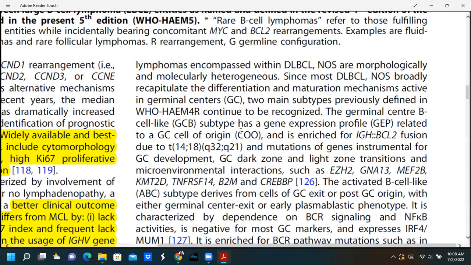The germinal center B cell subtype has the gene expression profile related to the GC of origin and is enriched by IgH BCL2 fusion due to t(14;18) and mutations of genes instrumental for GC development, GC dark zone, light zone transitions, microenvironment interactions such as EZH2 and the others.